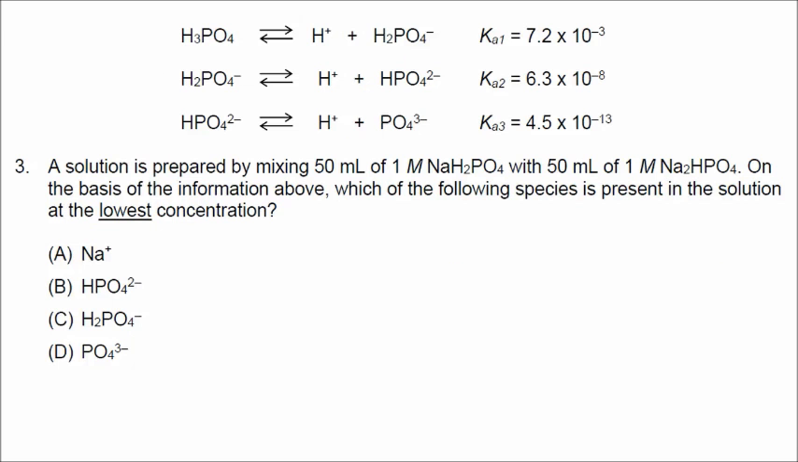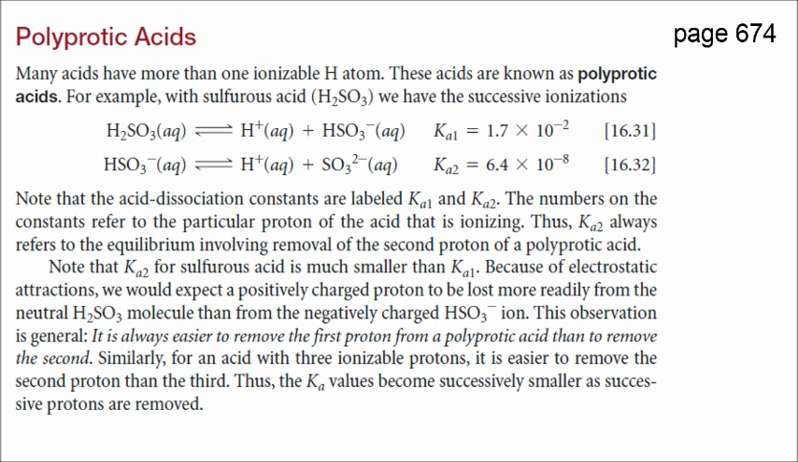In number 3, we are given a polyprotic acid. We're given 3 K values, Ka1, Ka2, and Ka3. And then we have to determine in this particular solution between sodium dihydrogen phosphate and sodium hydrogen phosphate, which of the following species is present in the solution at the lowest concentration. To help us answer this question, take a look first on page 674, where it talks about polyprotic acids. It says, note that the Ka2 is much smaller than the Ka1.